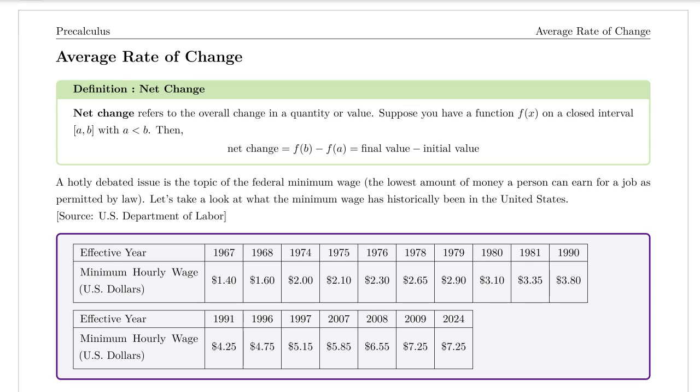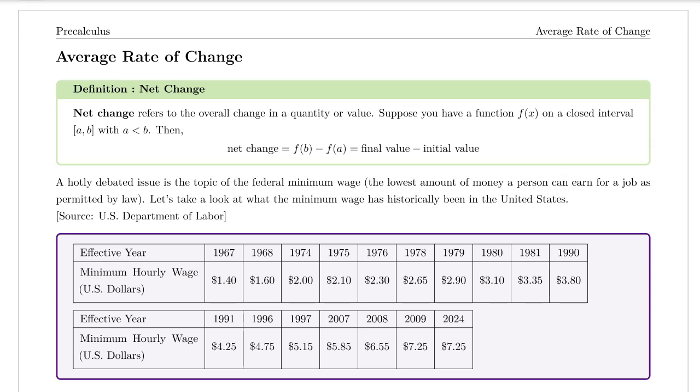A hotly debated issue is the topic of the federal minimum wage, the lowest amount of money a person can earn for a job as permitted by law. Let's take a look at what the minimum wage has historically been in the United States. The source for these numbers is the U.S. Department of Labor.